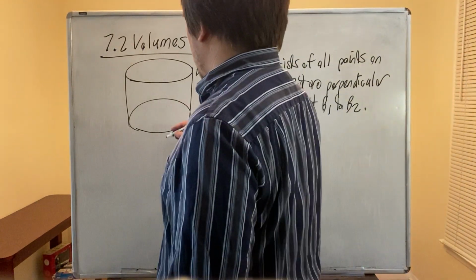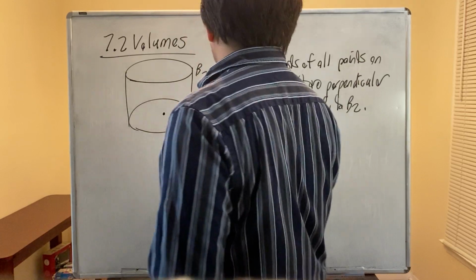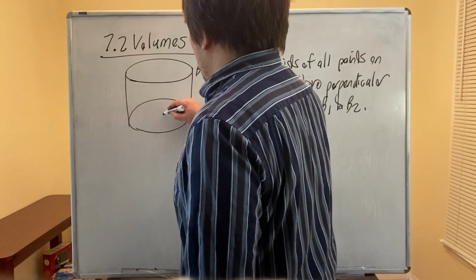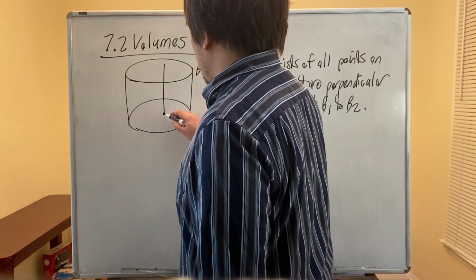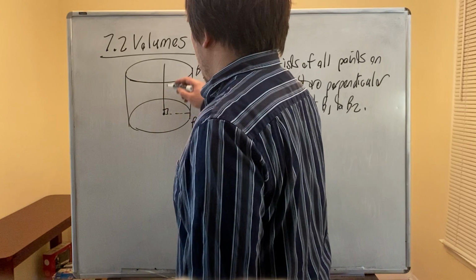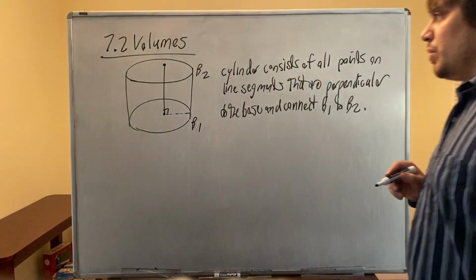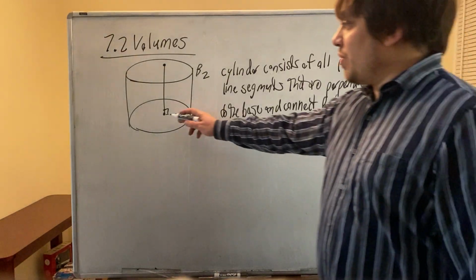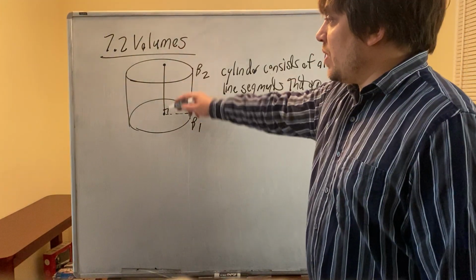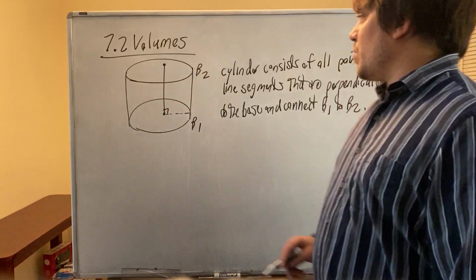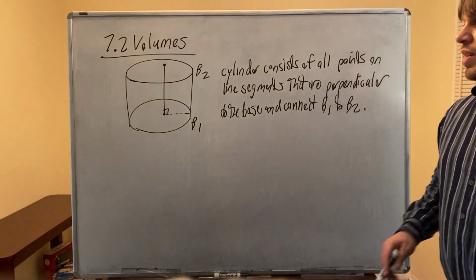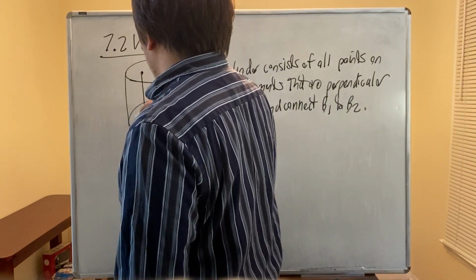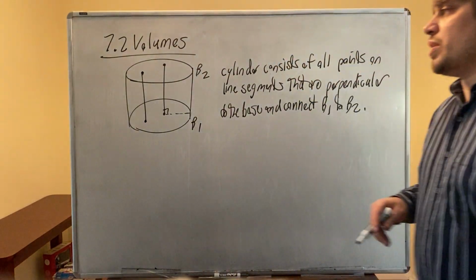Okay, so for instance, this would be a point on B1. This would be a line perpendicular to the base B1, and then it would touch the second plane B2. And so the line segment going from this point to that point has a bunch of points on it. All those points are on the cylinder, and the cylinder consists of all points on such line segments. So if I took another line segment, let's say from this point to this point, then all the points in that line segment are points in the cylinder.